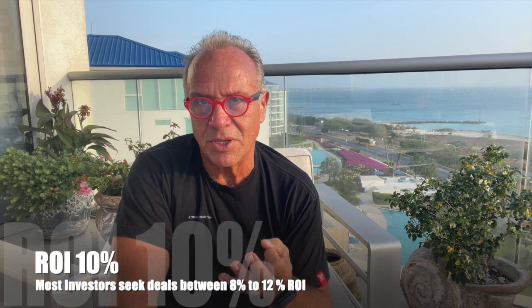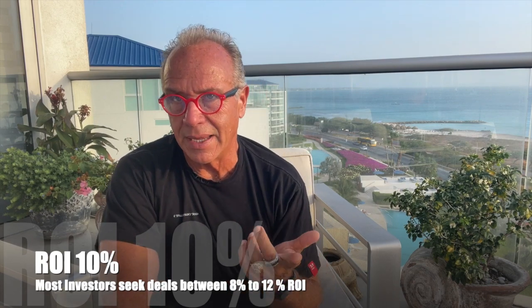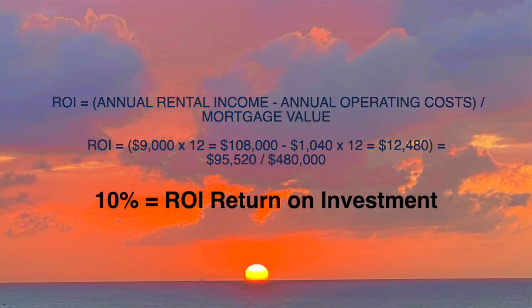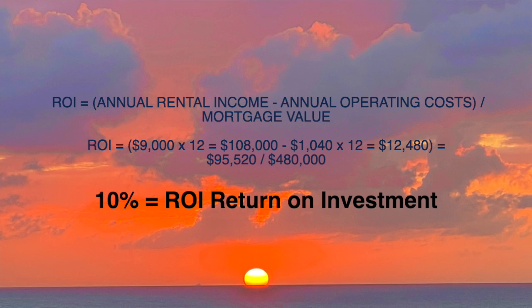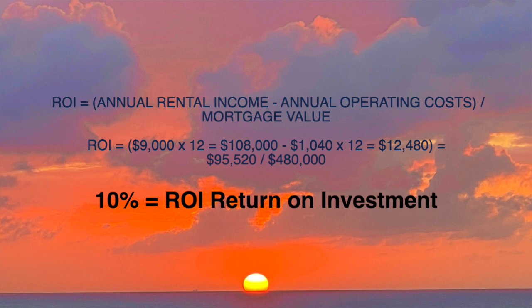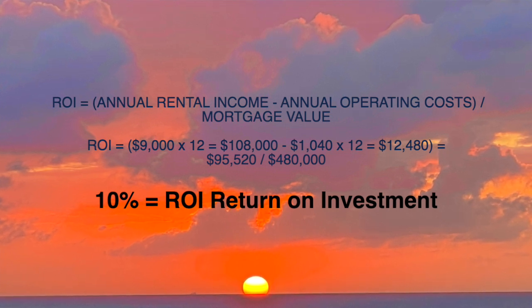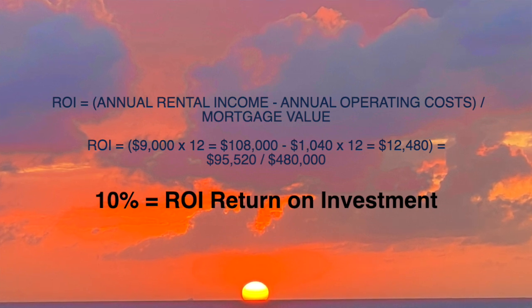The next one you need to figure out is your ROI. That's your return on investment, your annual return on investment. So your $108,000, again, we're going for your gross rents minus your gross expenses, that $12,480, and that number, $95,520, divided by your mortgage amount, $480,000, gives you your return on investment. In this example, it's 20%.